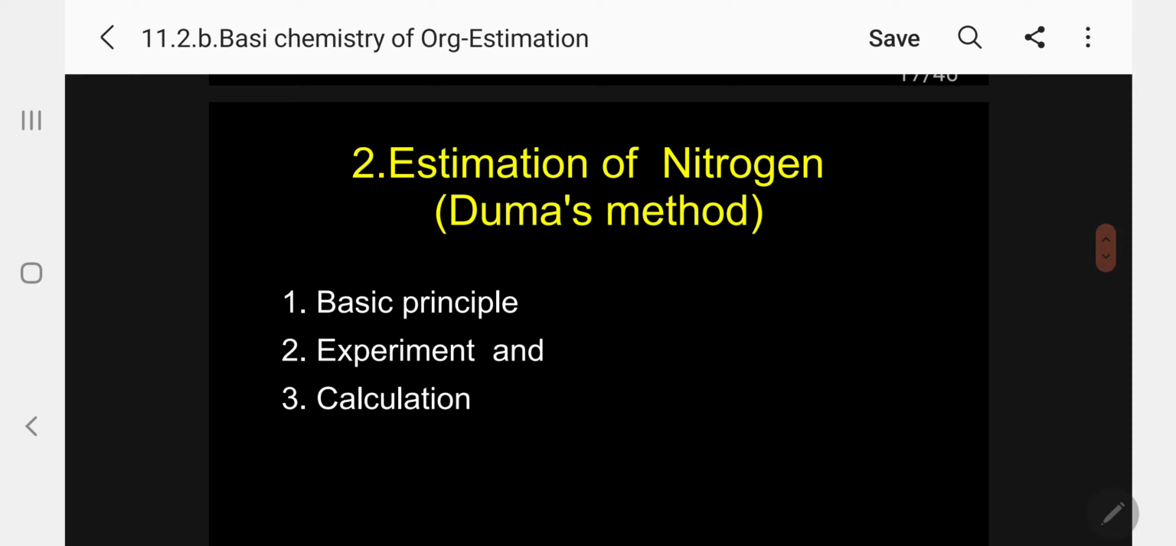Next, I will go for estimation of nitrogen by the Dumas method. As usual, I told you, here nitrogen gas is produced and estimated in the form of nitrogen. Here, in the Dumas method, the Liebig combustion tube is used. In the Kjeldahl method, the Kjeldahl flask is used. So what is the basic principle?